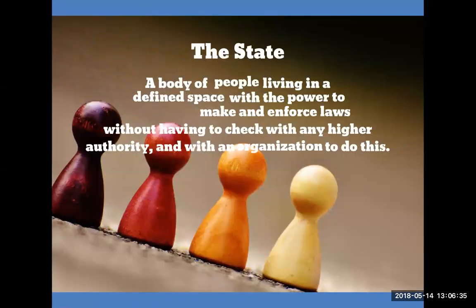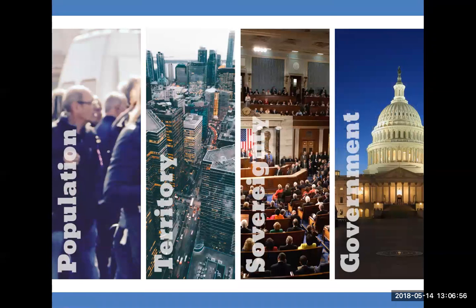The state is a body of people living in a defined space with the power to make and enforce laws without having to check with any higher authority and with an organization to do this. You can tell from the definition that there are 4 key features of a state. What are they? Population, a body of people; territory, living in a defined space; sovereignty, with the power to make and enforce laws without having to check with any higher authority; government, with an organization to do this.